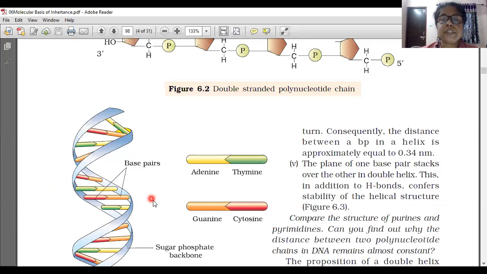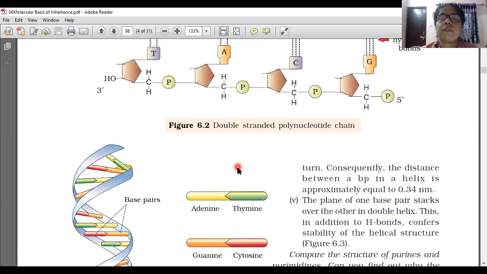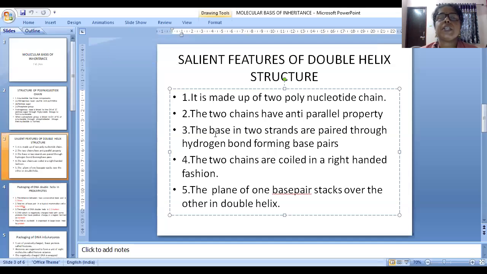So five salient features are there for the DNA. I will show the slide to you. So these are the salient features. It is made up of two polynucleotide chains. This polynucleotide chain is made up of sugar and phosphate. Base pairs are projecting towards the inside only.